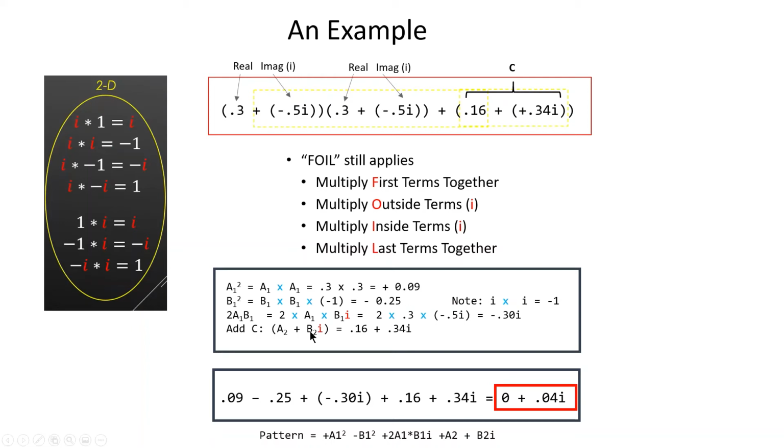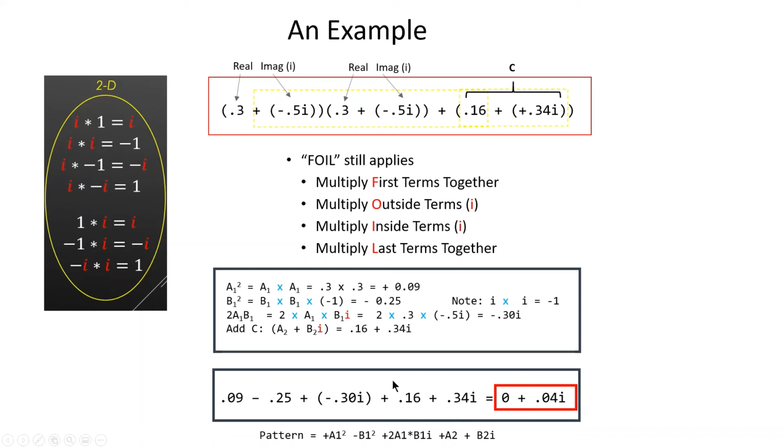And don't forget about C, because we have 0.16 we need to add into that, and a positive 0.34i to add into that. We put it all together, we have 0.09 minus 0.25 plus a negative 0.30i plus 0.16 plus 0.34i, and we join the reals, which is this one and this one. It comes out to 0. You can see that 16 and 9 is 25, minus 25 is 0.